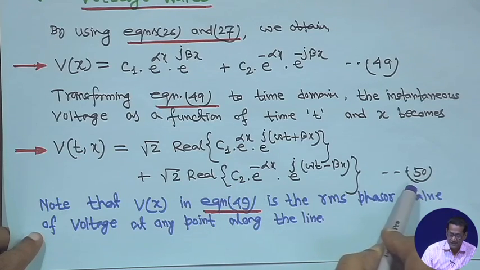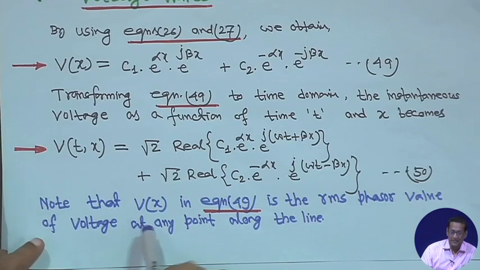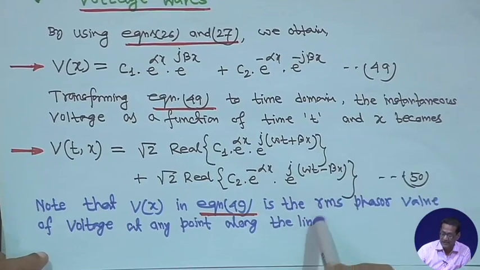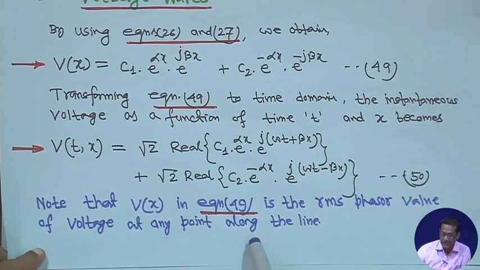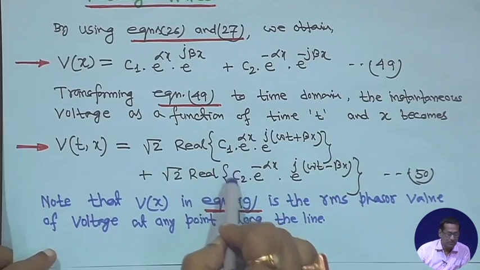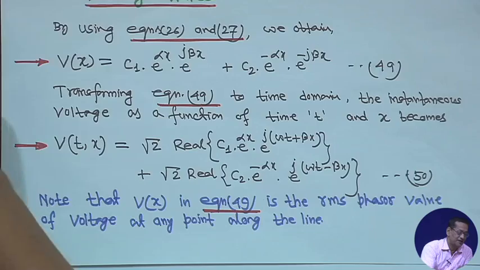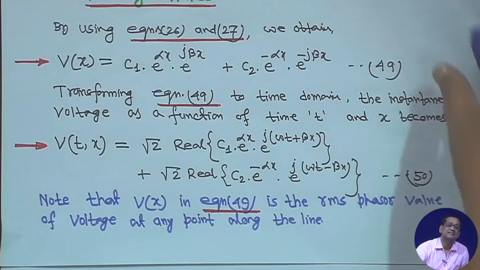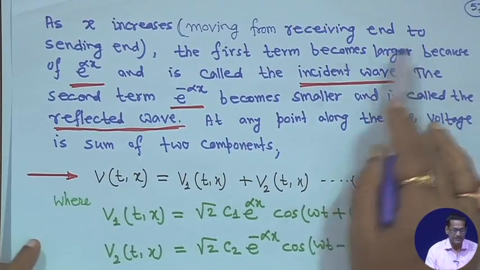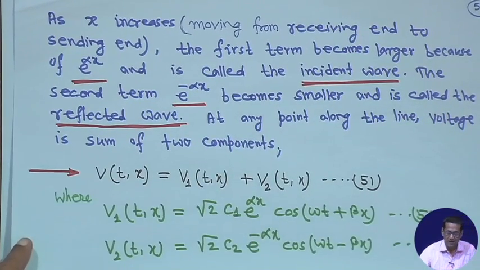So, this is equation 50. After that, I wrote here that note that V(x) in equation 49 is the RMS phasor value of voltage at any point along the line. That means we are transforming this into the time domain, and x is the distance measured from the receiving end. So, as x increases, that is, moving from the receiving end to the sending end, the first term becomes larger.